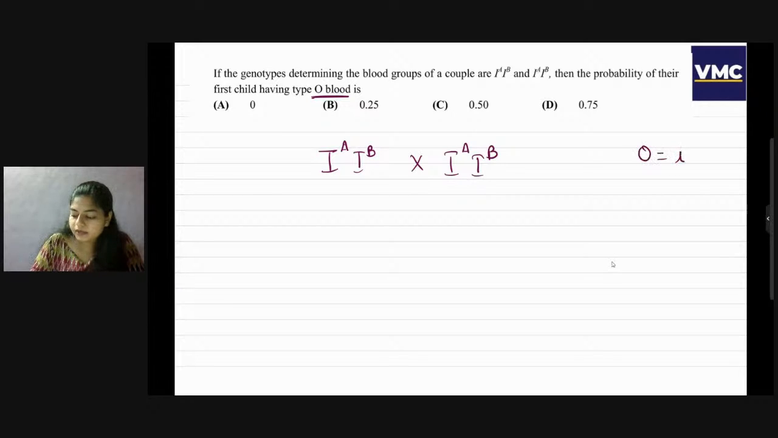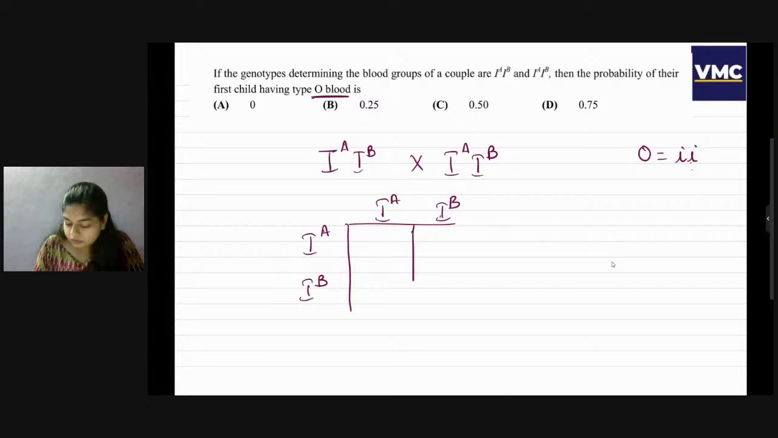O मतलब ये होना चाहिए, राइट? O ब्लड ग्रुप अगर रहता है तो दिस शुड बी देयर. इसको सॉल्व करने के लिए इसके जो गैमेट्स बनेंगे, द गैमेट्स विल बी IA IB, दोनों पेरेंट्स के IA IB. सो जो इंडिविजुअल्स बनेंगे IA IA, IB, IA IB एंड IB.